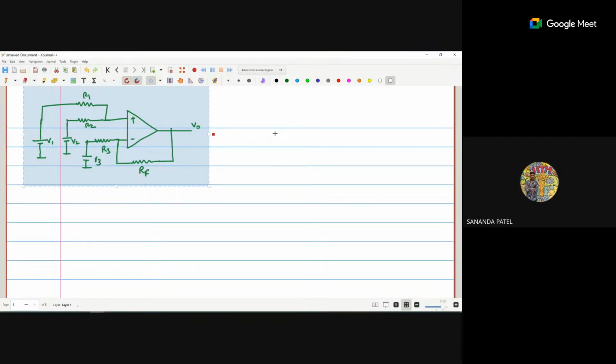Can you give us some values? Okay, give some values. So V1 I consider 2 volts. V2 I consider again 2 volts. V3 I consider 3 volts. R1, R2, R3 are 1K, 1K, 1K, and RF is 5K.